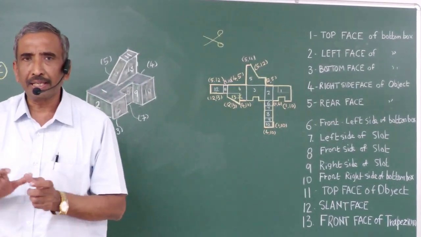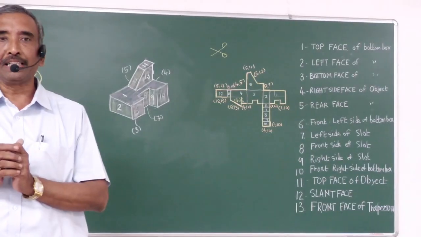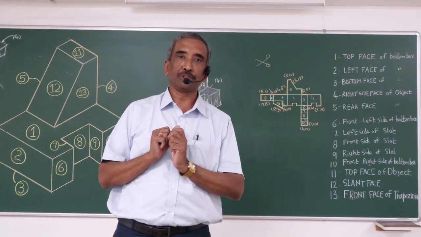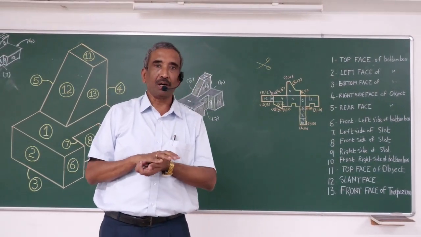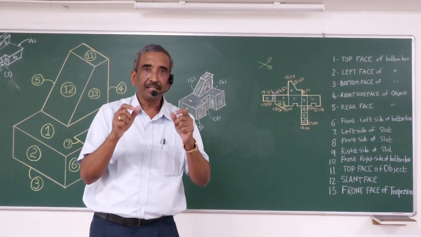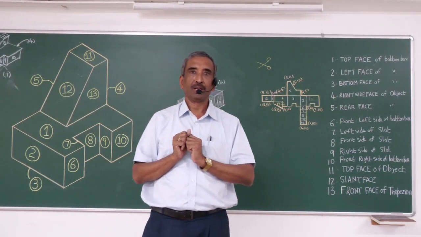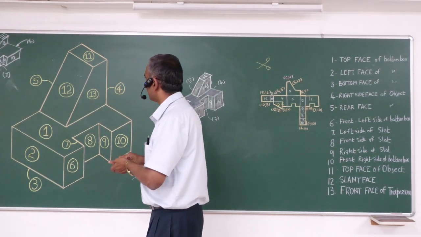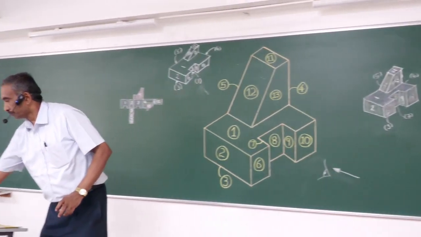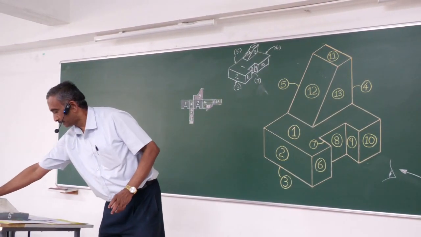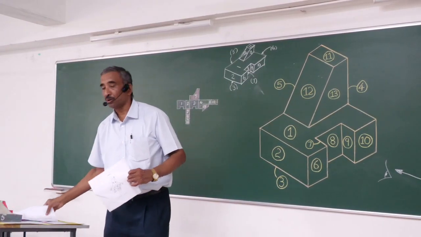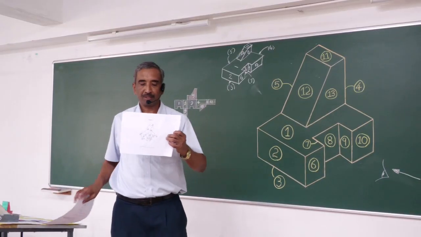So this is not a complex object. At the same time, this is not a very simple object either. It consists of a bottom box with a rectangle, along with a trapezium at the top. Now what we will be doing is giving you 2 drawing sheets. We request you to take a printout of these 2 drawing sheets.